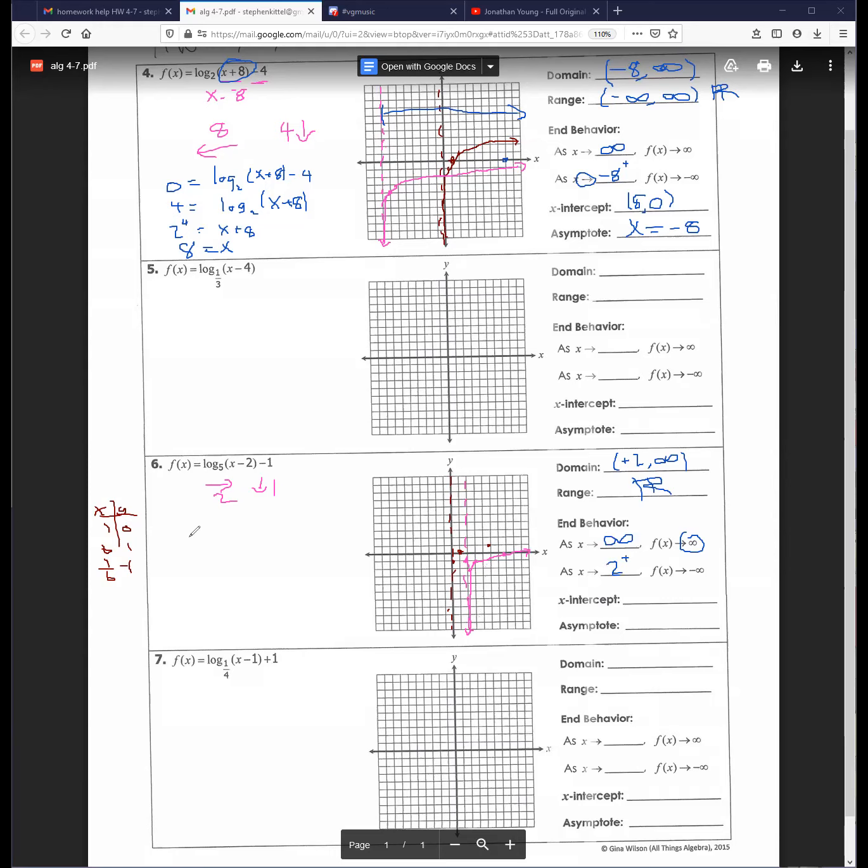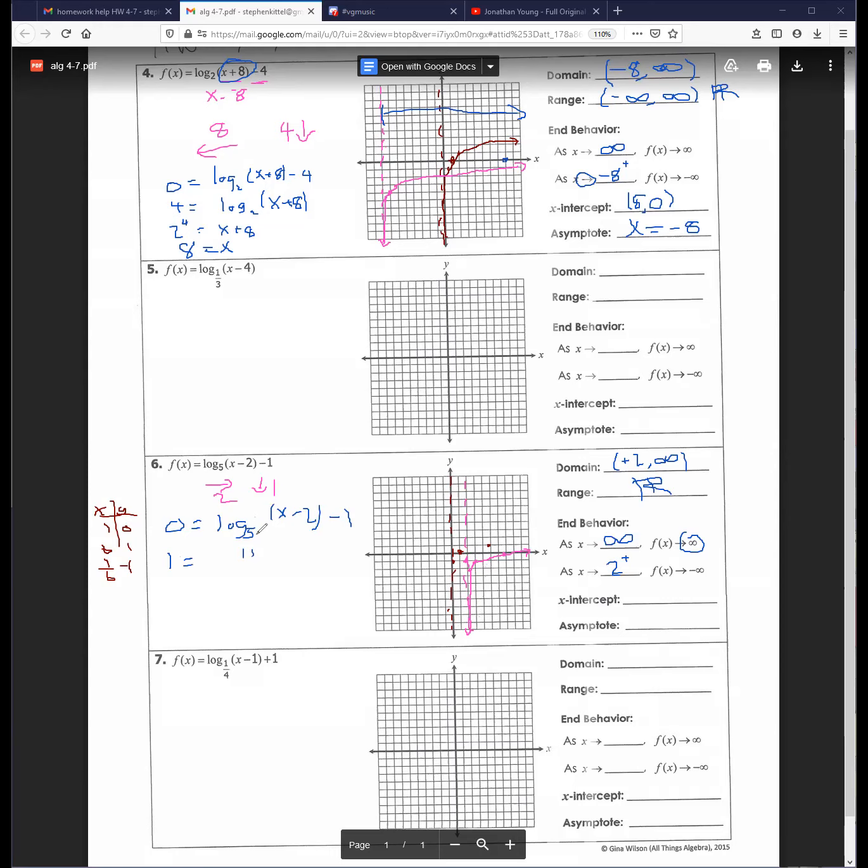All right, x-intercept, going to do the same thing. We're going to set it equal to 0. Log base 5 of x minus 2 minus 1. So we bring a 1 over. 1 equals that stuff. All right, we need to undo a logarithm.